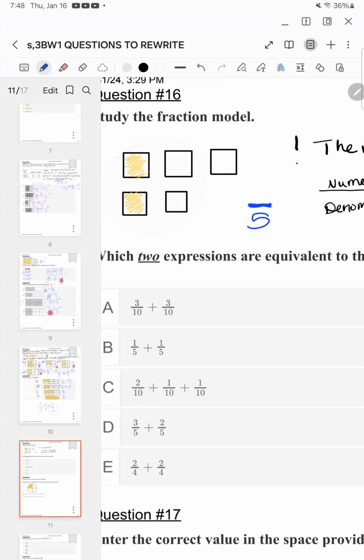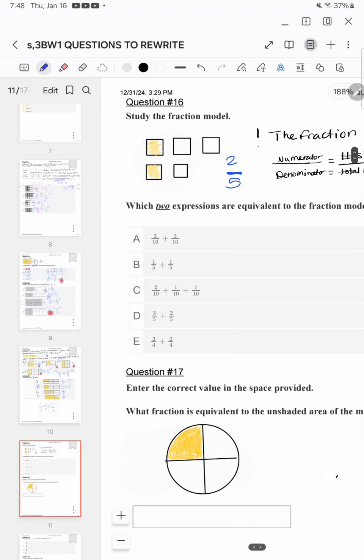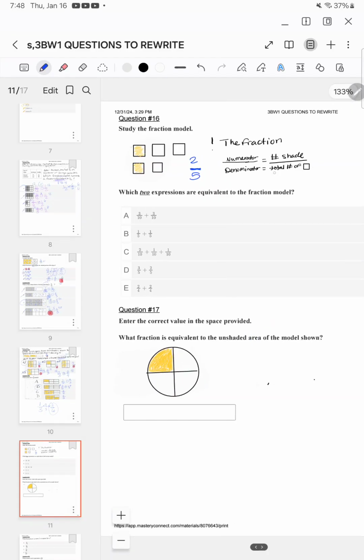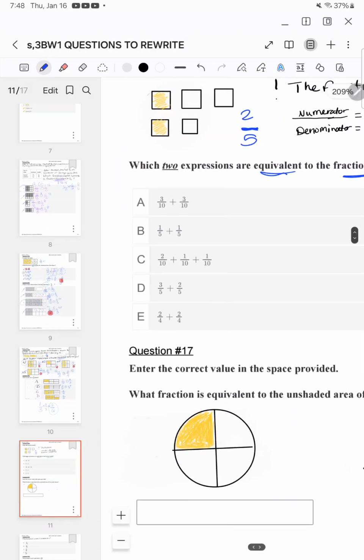That's right, 5 squares. And how many squares are shaded? That's right, 2. So, since I know that, and I gave you guys a hint here, I wrote the total number of squares, and the numerators are shaded. They want to know which 2 expressions are equivalent to the fraction model. And here you're going to have to add, because we know we need 2/5, or it can make an equivalent fraction as well.